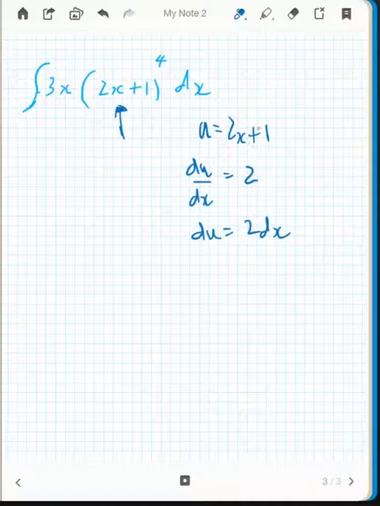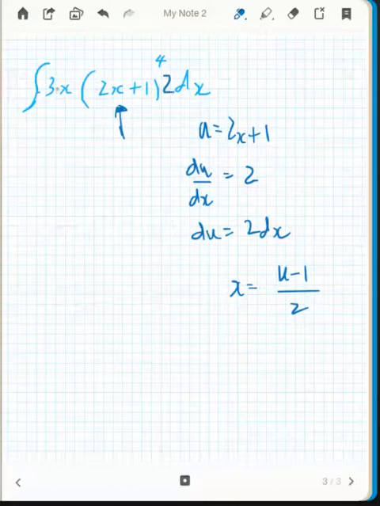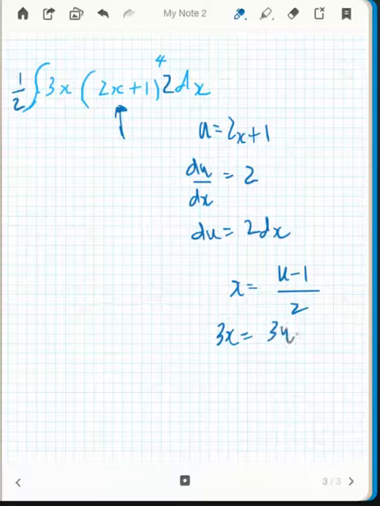And if u equals 2x plus 1, therefore x equals u minus 1 all over 2. Okay, so now I'm ready. I don't have a 2, so I need a 2 there. So I'm going to put a half out the front to counterbalance that. So 3x is going to equal 3u minus 3 all over 2.